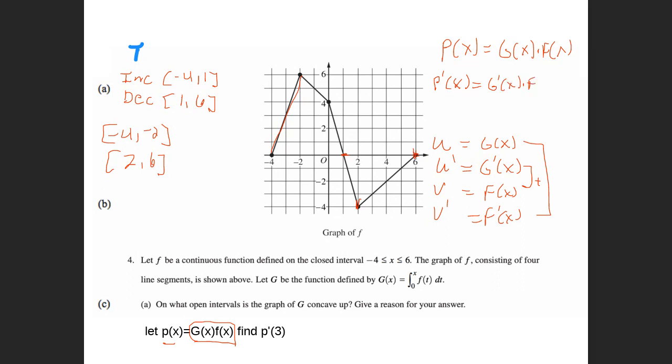So the derivative of p of x is going to be g prime of x times f of x. Ooh, I'm going to have to write really small. Plus g of x, f prime of x. Now, they want me to find it at 3, right? So I'm going to put 3 in here. So this is going to be g prime of 3 times f of 3 plus g of 3, f prime of 3.